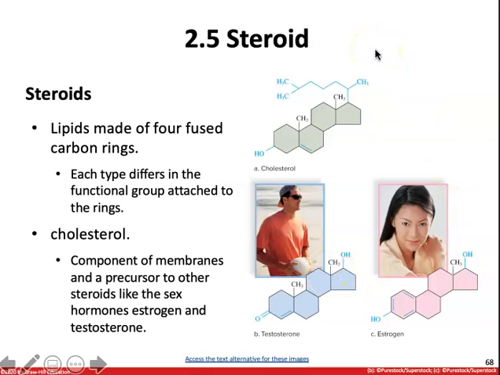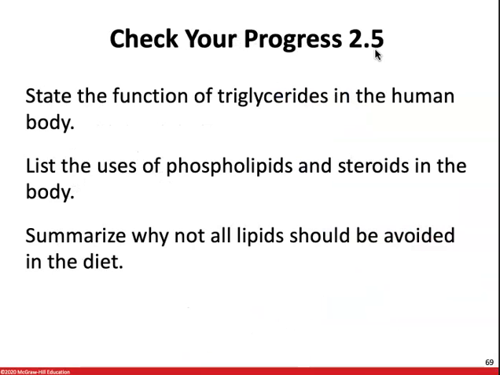Cholesterol is the precursor molecule for several other steroids. So cholesterol is actually a very important part of our diet. It's a very important part of our body. We require it as a precursor for our other steroids. It also plays a very important part in the cell membrane.